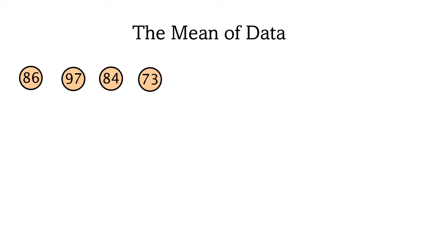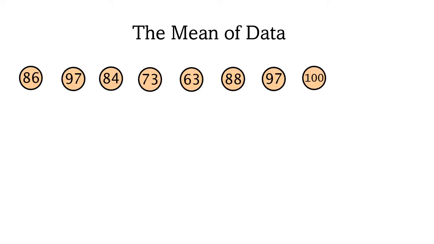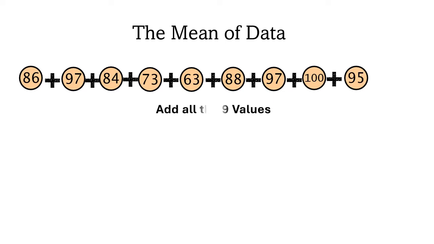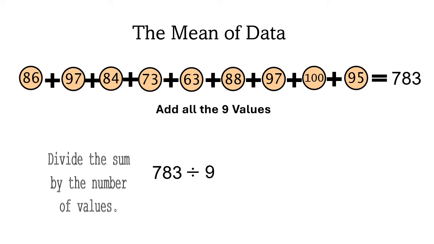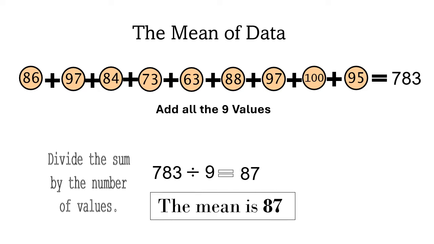So let's get back to the test scores we have. If we want to find the mean, we need to add all the values. In our case, we have 9 values, so the sum is 783. Then we're going to divide 783 by 9. Therefore, the mean is 87.